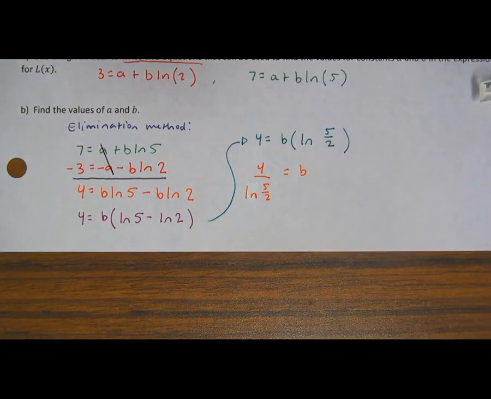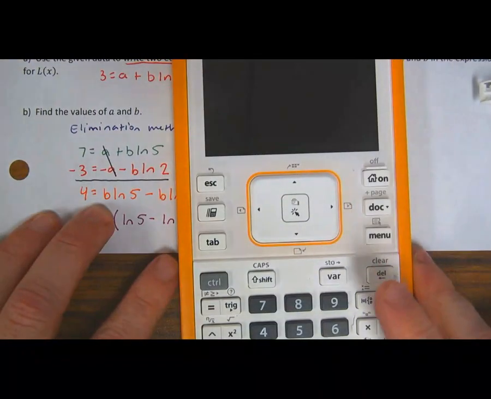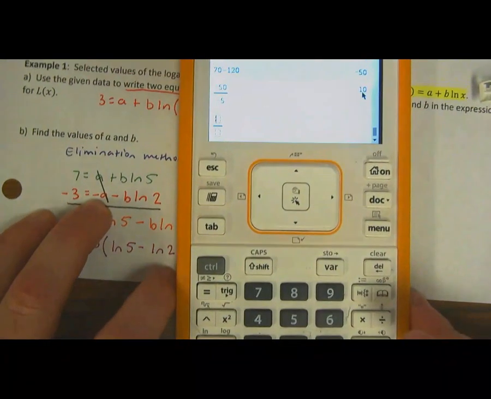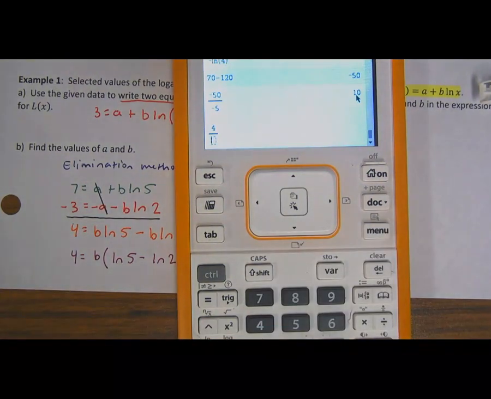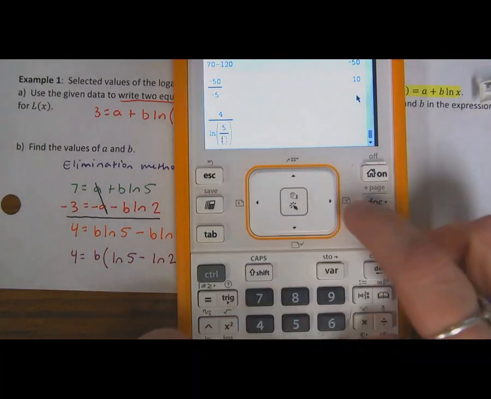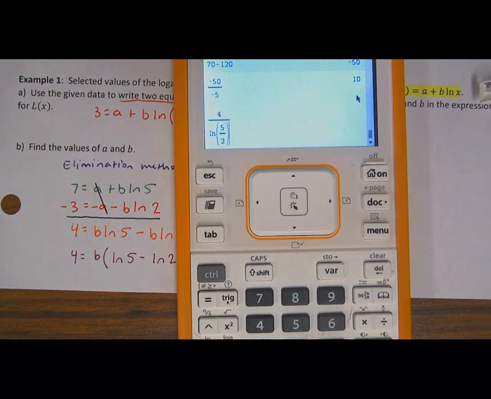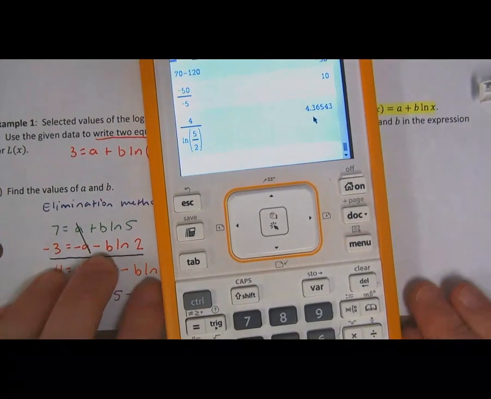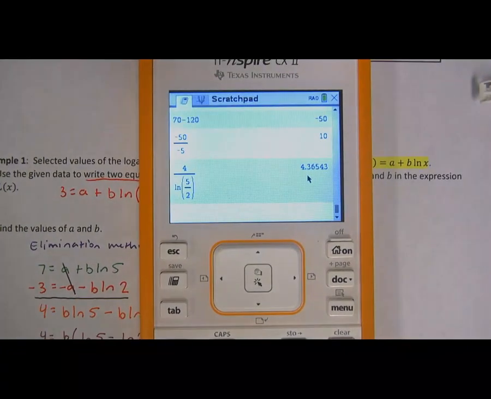Pick up your calculator, figure out what 4 divided by natural log of 5 halves is. Four over natural log of 5 halves. On the AP exam, if we're going to write a decimal value, we need to take it out to that third position. So 4.365.